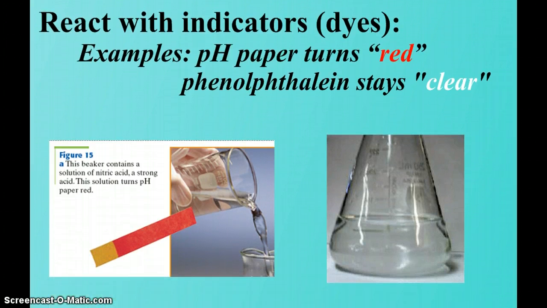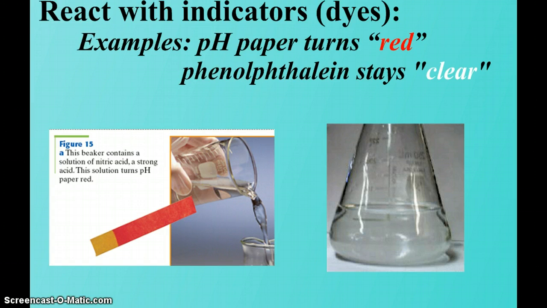Acids react with indicators, dyes, and we'll see some of these when we do our lab coming up. But for example, pH paper. When pH paper touches an acid, it will have some form of a reddish color, as you can see in that picture. Phenolphthalein is another indicator, and when it's present in an acid, it stays clear. And so there's a picture of a flask that has that going on. That's going to be another indicator that we'll see in lab, so I want to mention it here.